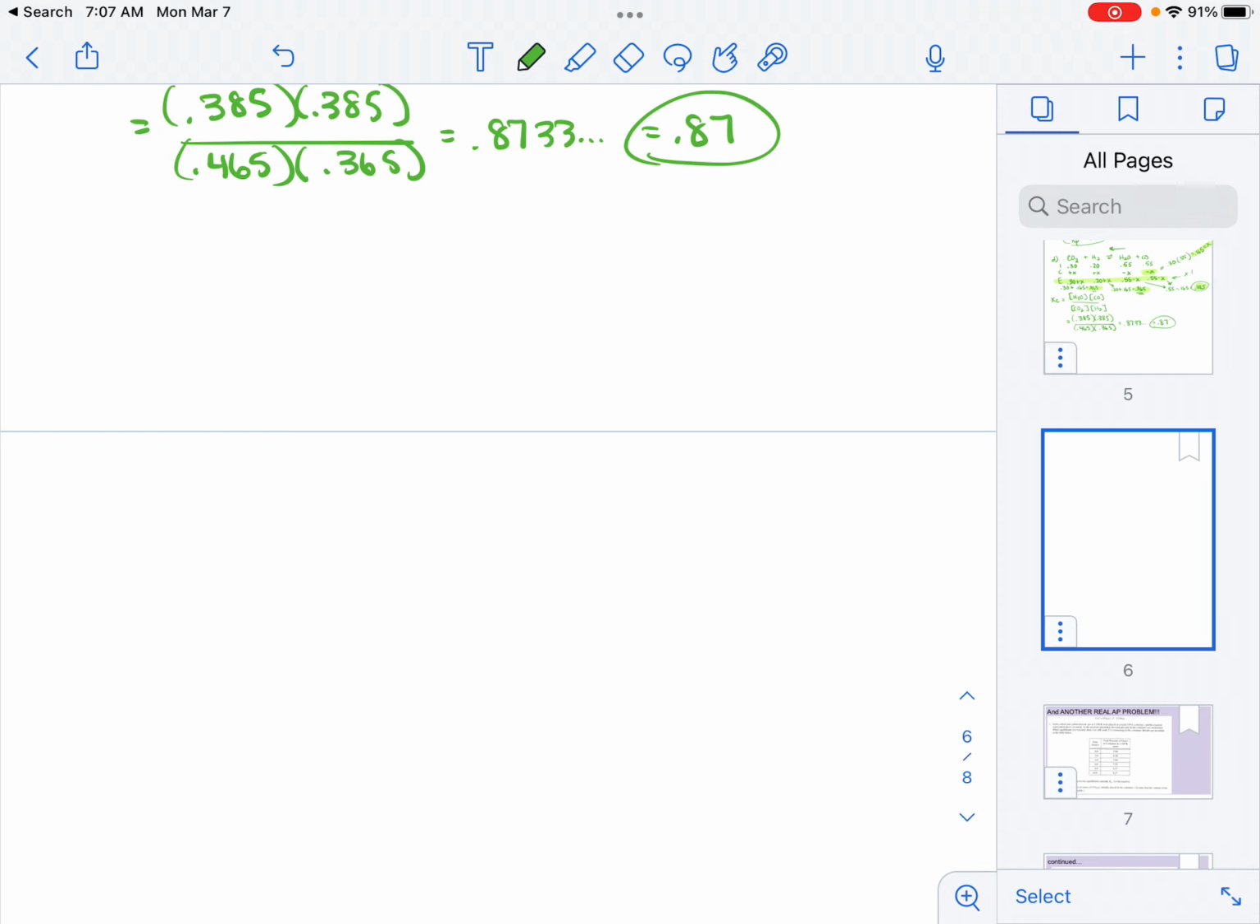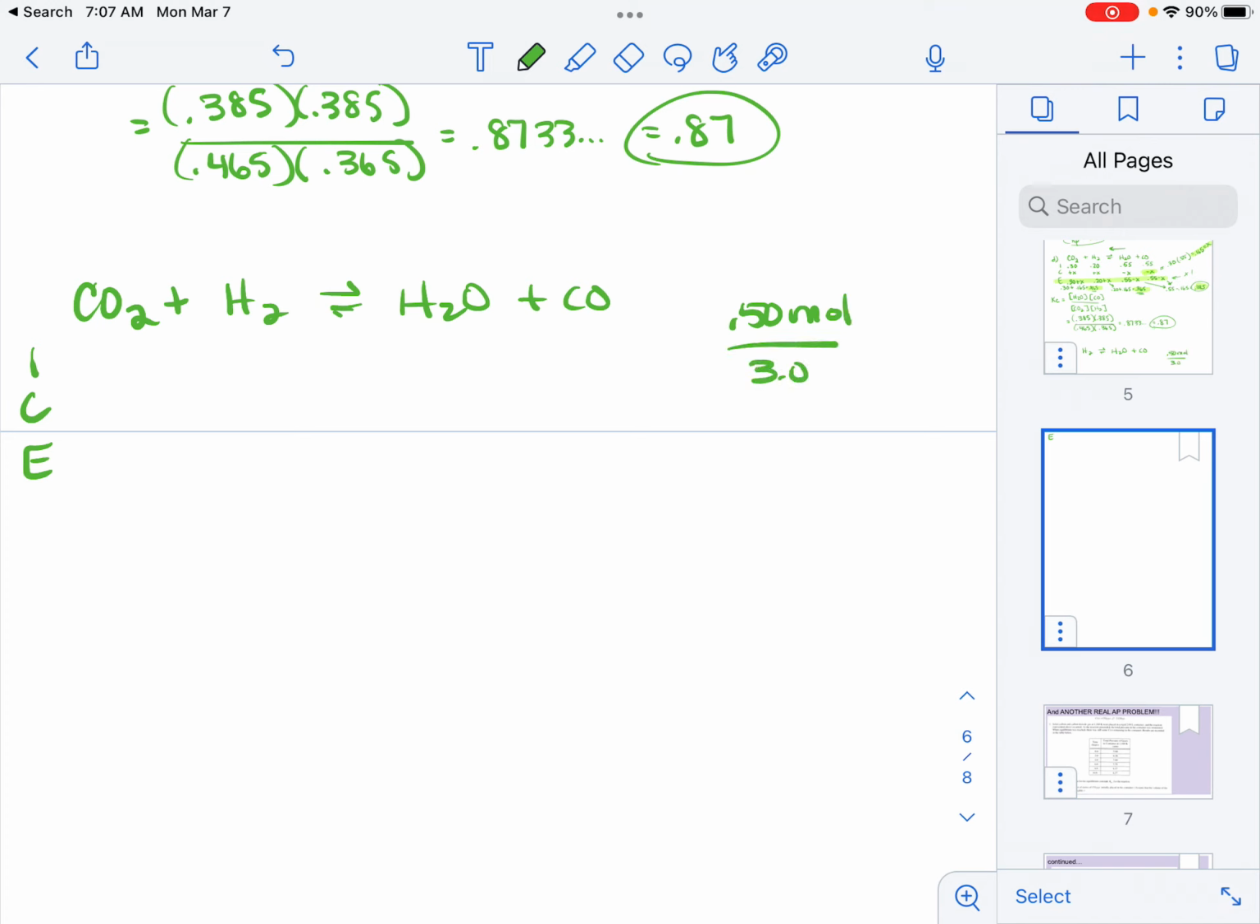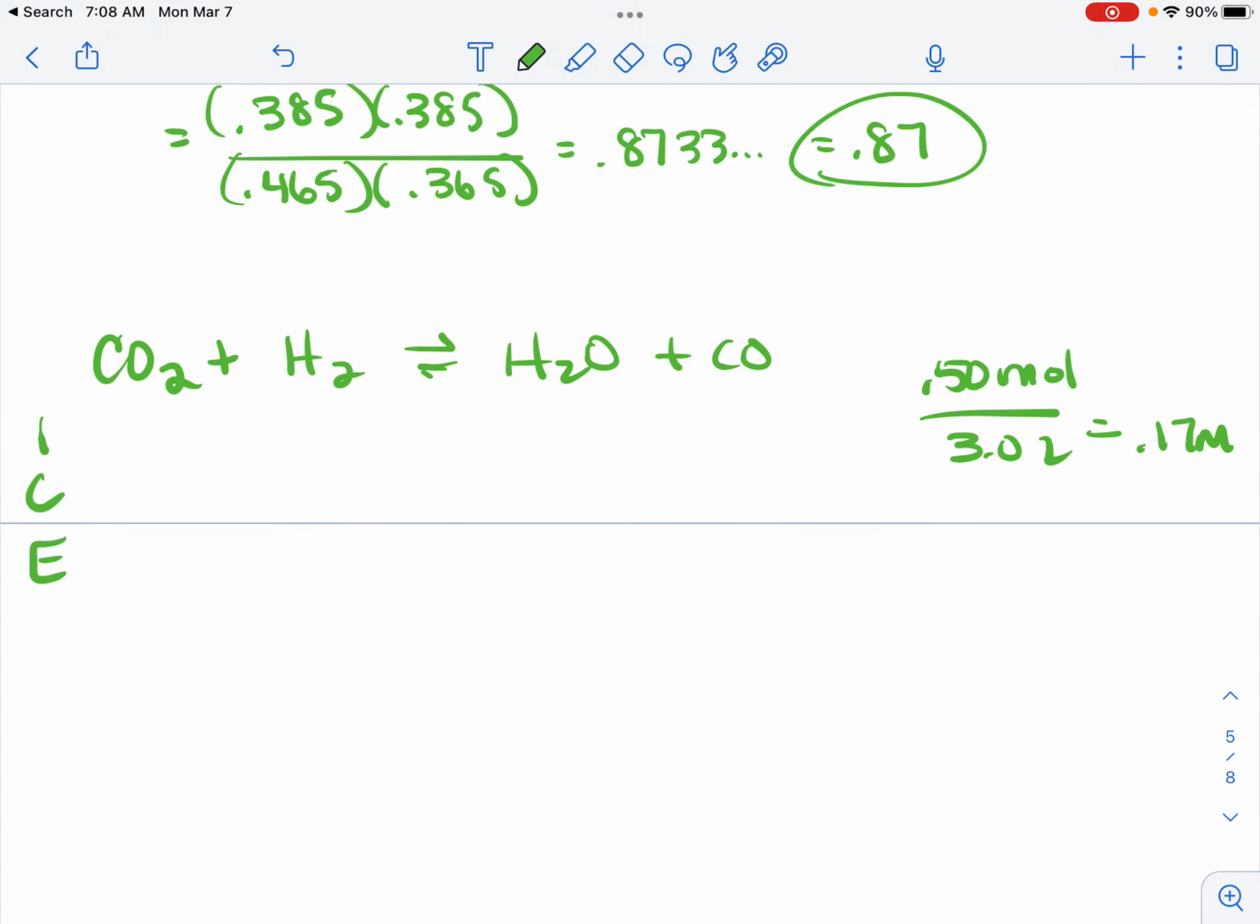So this will be CO2 plus H2 at equilibrium with H2O plus CO. And my 0.5 moles divided by 3 liters is a molarity of 0.17. Okay, so I'm going to go ahead and put in 0.17 for both of these. And these were at 0. They told me I didn't mention them, which means I don't have them.